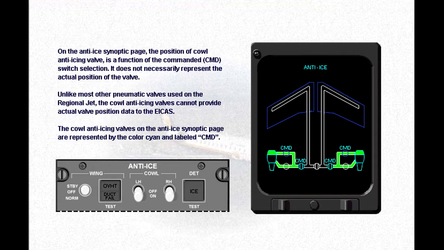On the anti-ice synoptic page, the position of cowl anti-icing valve is a function of the commanded switch selection. It does not necessarily represent the actual position of the valve. Unlike most other pneumatic valves used on the regional jet, the cowl anti-icing valves cannot provide actual valve position data to the ICAS. The cowl anti-icing valves on the anti-ice synoptic page are represented by the color cyan and labeled CMD.